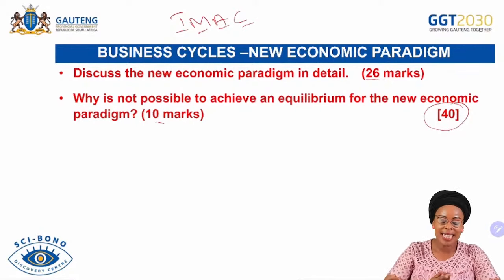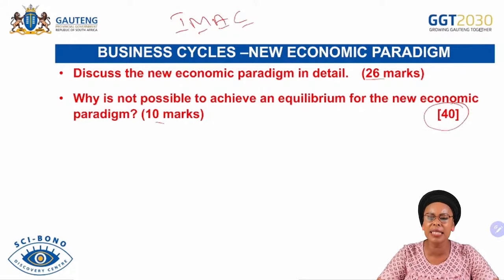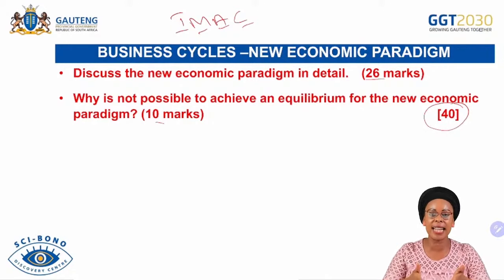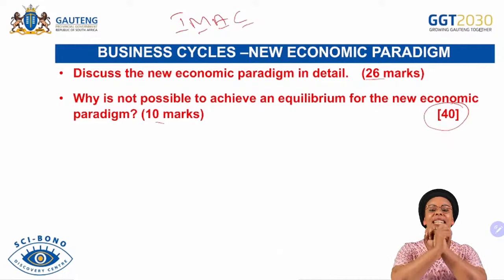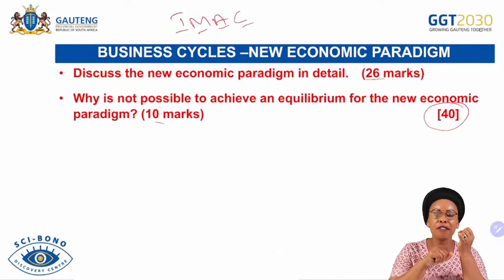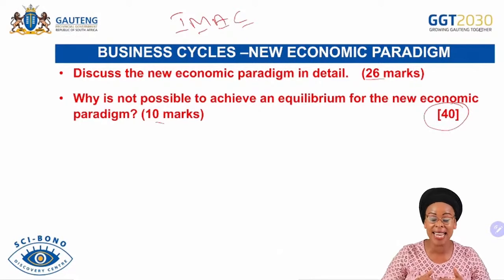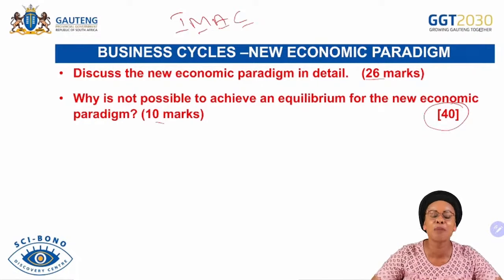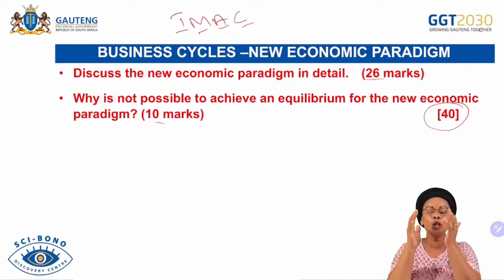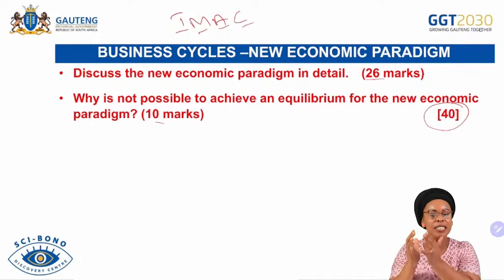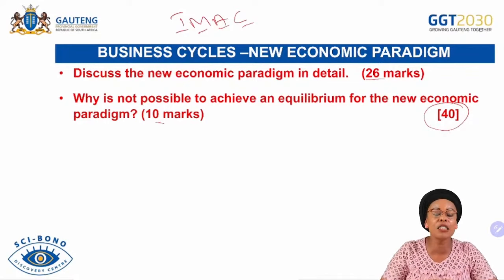So the question says, discuss the new economic paradigm in detail. Because the question is phrased like this, you will have to discuss the demand side policy, and you will also have to discuss the supply side policy. That's what you must do. But if the question was phrased like, discuss the supply side policy to smooth out business cycles, you would go to supply side policy only. But the way it is phrased, you need to discuss both.